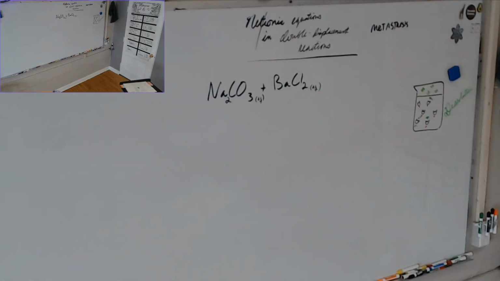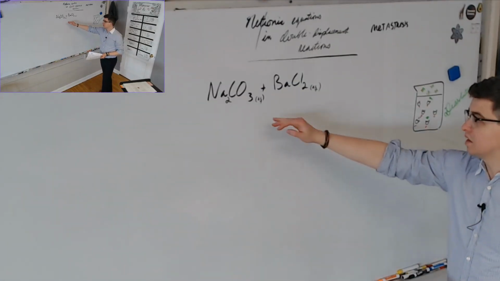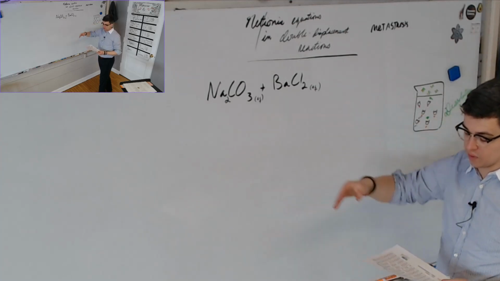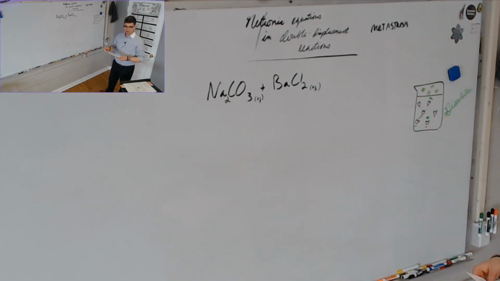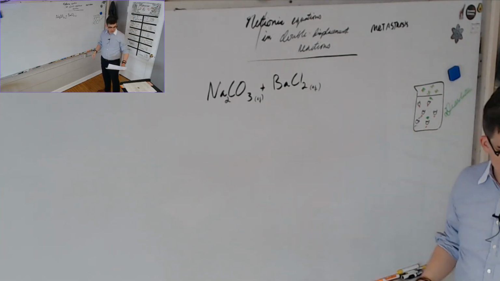What does it say? Sol, that green sol stands for soluble, meaning that it will dissolve in water. Do the same thing for barium chloride. Yeah, soluble. So that's an aqueous solution.